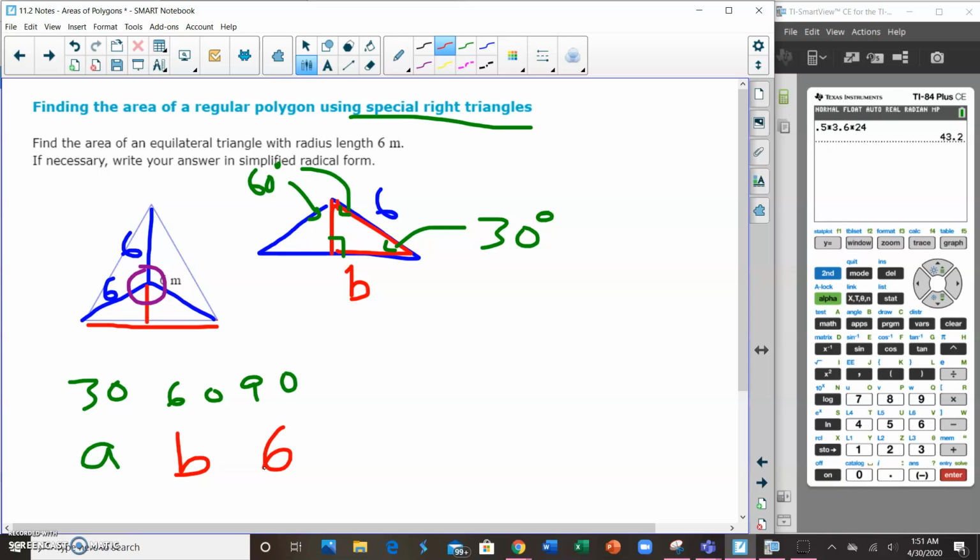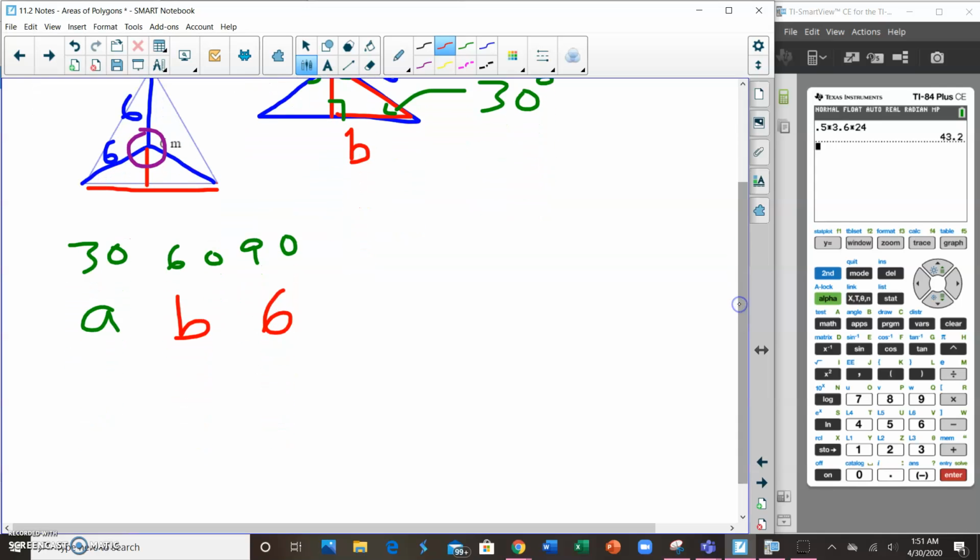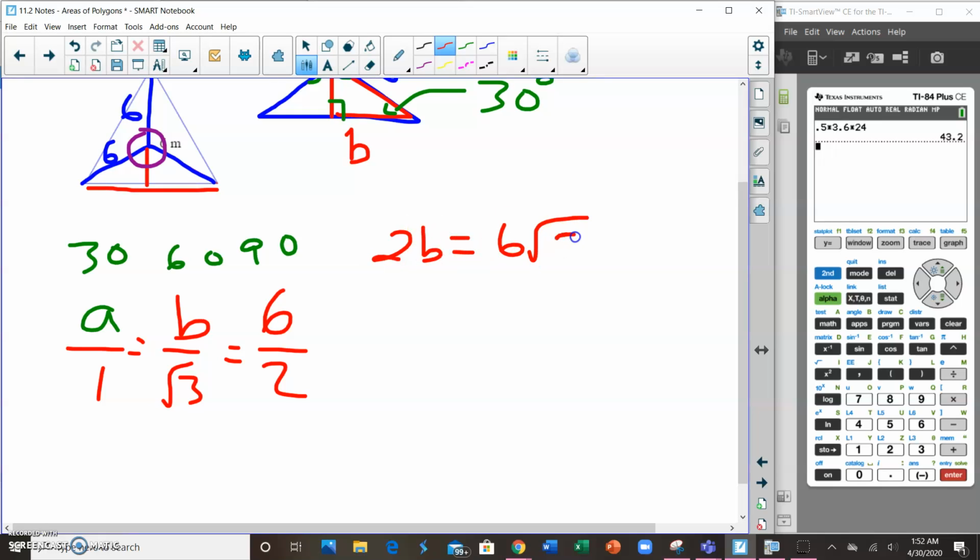I sure can, because in the 30, 60, 90, I have 1, √3, and 2 that we learned before. So I set that equal. And now I can cross multiply and figure out the base. So the base, 2 times the base, is going to be 6 times the square root of 3. All right. And I actually can leave it right there, because if that's the base, isn't this also the base? And the base plus base is 2 base. So the base of the blue triangle is 6 √3.